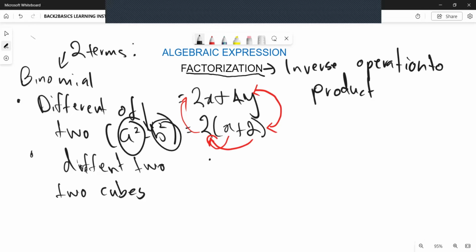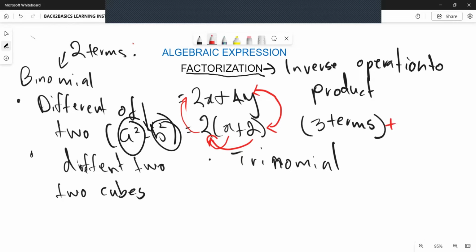Now let's see what else we can know. When you are factorizing, you also need to check if you are given a trinomial, right? Now, a trinomial is what? Three terms, right? It's when you have three terms. And remember that terms can be separated by a plus or a minus. Sure. So now let's say you are given a trinomial.